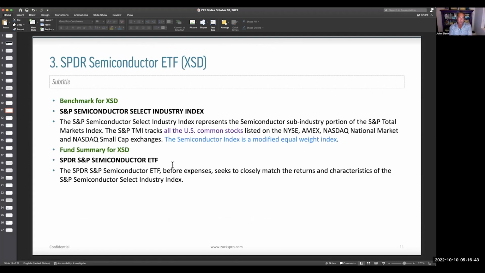This is the SPDR Semiconductor ETF, XSD. And you can see that the total market index tracks all the U.S. common stocks on the New York Stock Exchange, the Amex, the NASDAQ, and the small cap exchanges. The semiconductor index is a modified equal weight index. There is the key difference. The play that works here is keeping modified equal weights across all common stocks that are semiconductors. So this is a much more diverse index, and also with smaller portfolio weights. That's why it is different. That is why it outperformed. Interestingly, who would have guessed that was the key criteria in advance of this discussion? Keep this in mind. Ticker number 3, XSD.